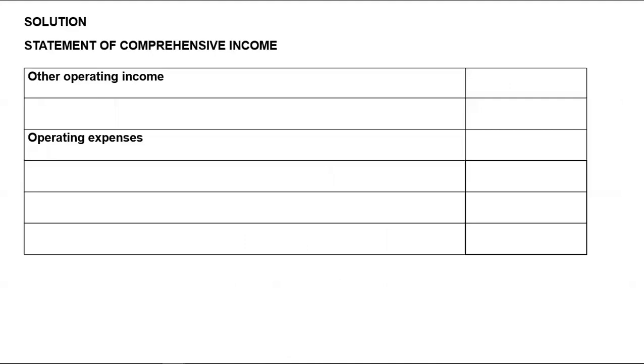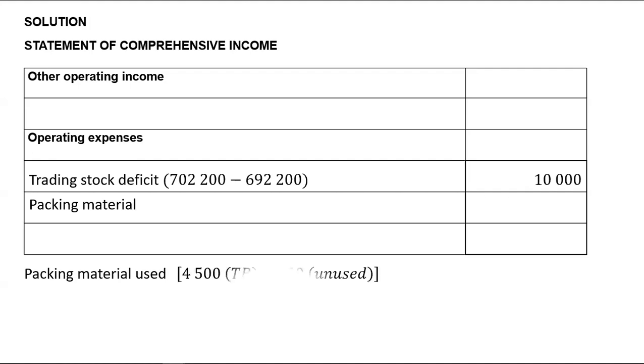Under our expenses, I'll start with trading stock deficit. Remember to show brackets or workings in brackets, and that will give us trading stock deficit worth 10,000. Packing material used will be the one that is expensed. So you will take what you have in the trial balance minus the unused, and the used packing material will be 4,000. And that's what you need to put on the far right column. That is your actual expense, which is 4,000. It must be packing material that has been used.